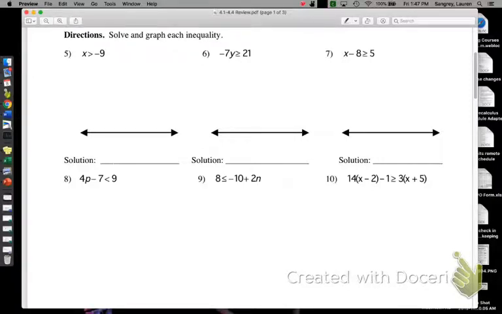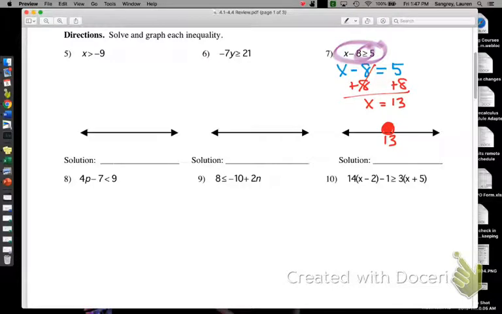So the very first thing to do is rewrite the problem with an equal sign instead of the inequality. So in order to undo this -8, we need to add 8 to both sides. So x equals 13. Now that means 13 goes right in the middle of the number line. I look back to the original problem and I have a greater than or equal to symbol, which means this is going to be a closed circle. And then in order to figure out where we're going to shade on our number line, we have to test 0 into the original problem.